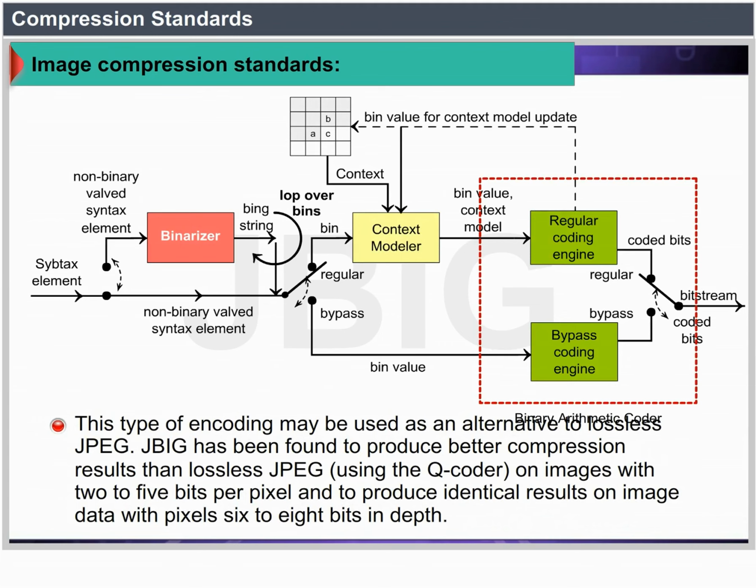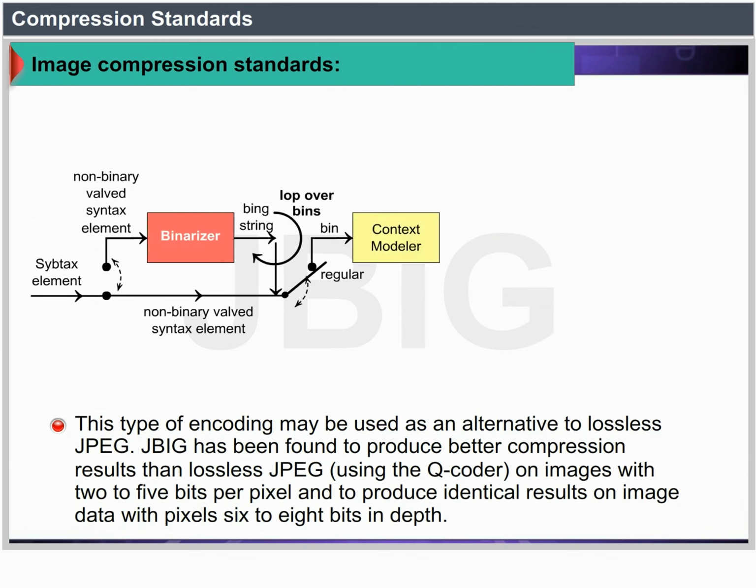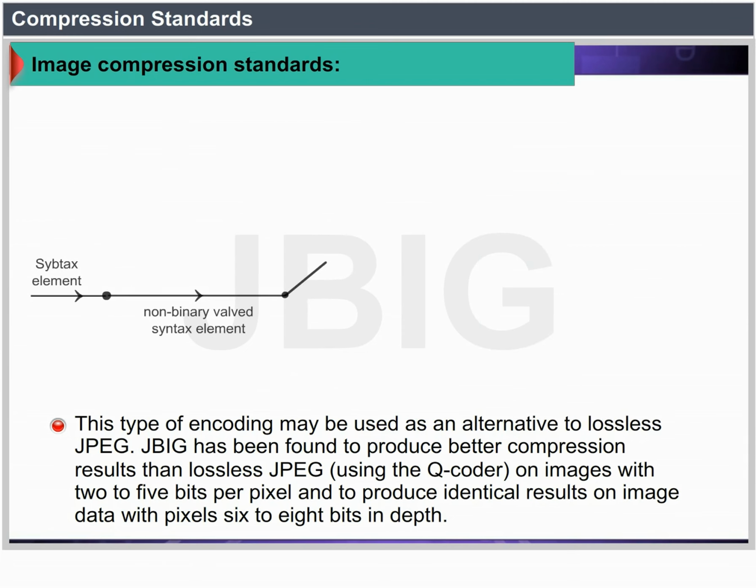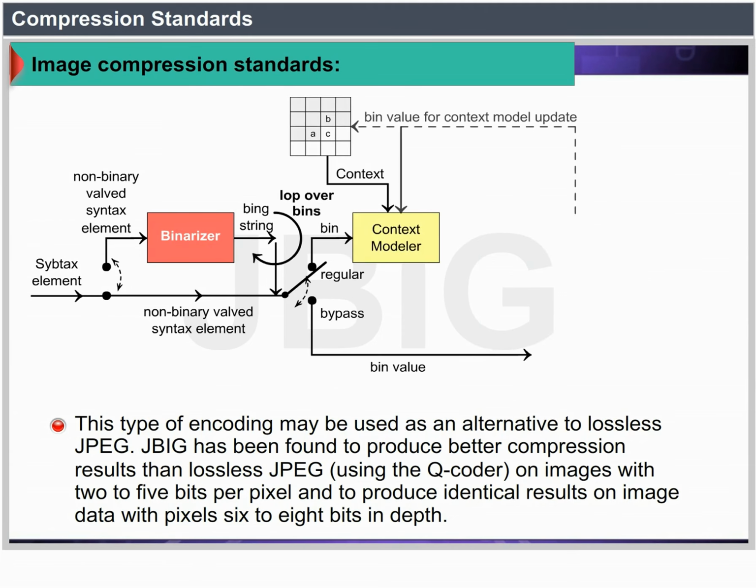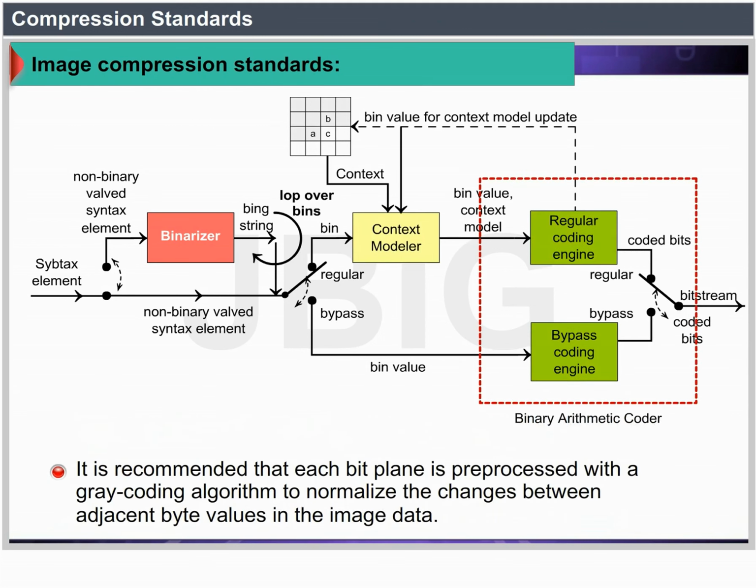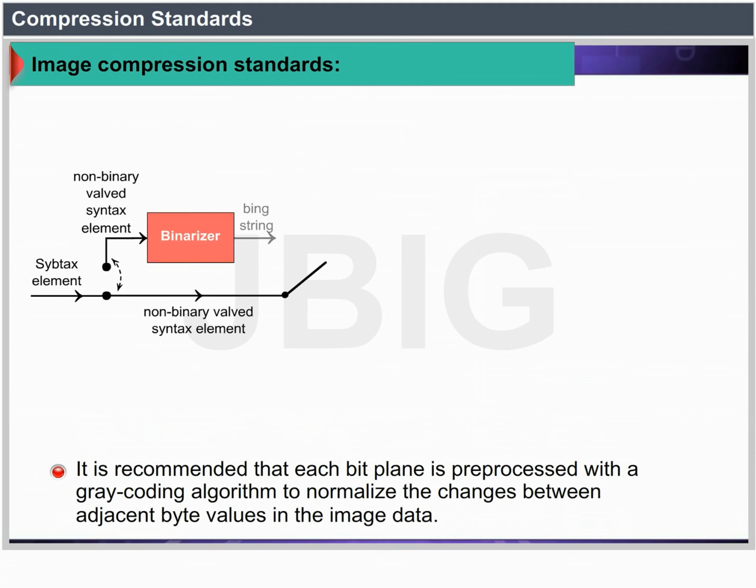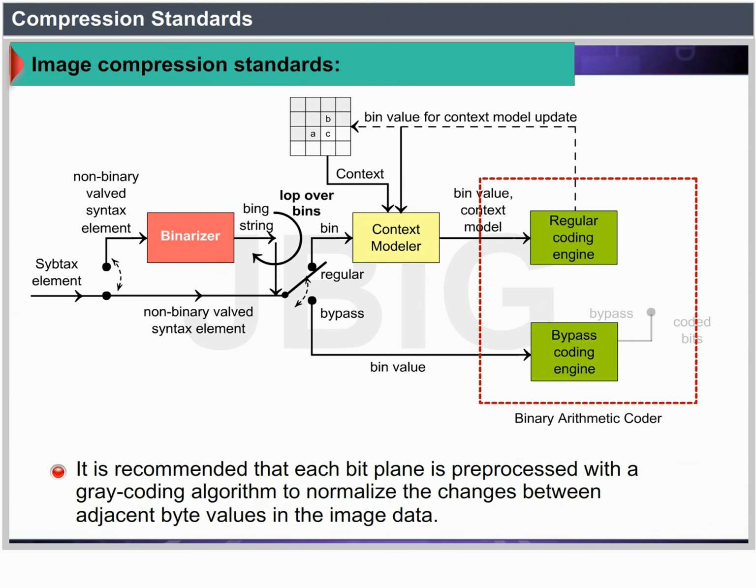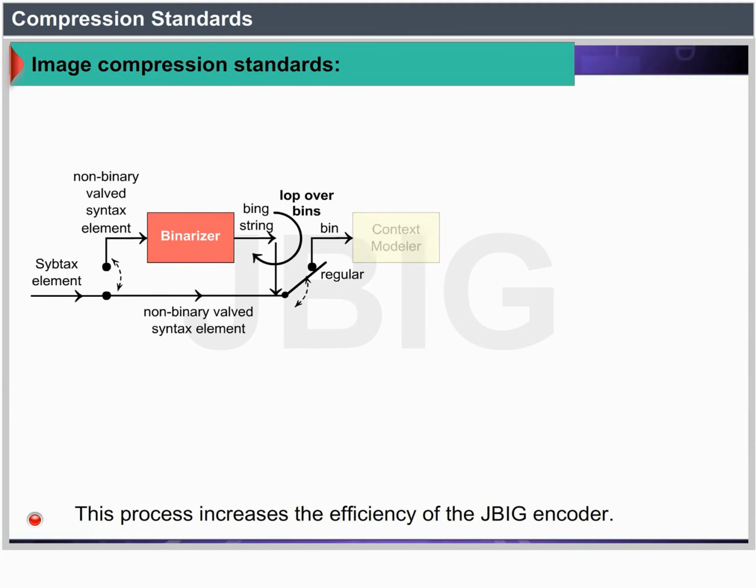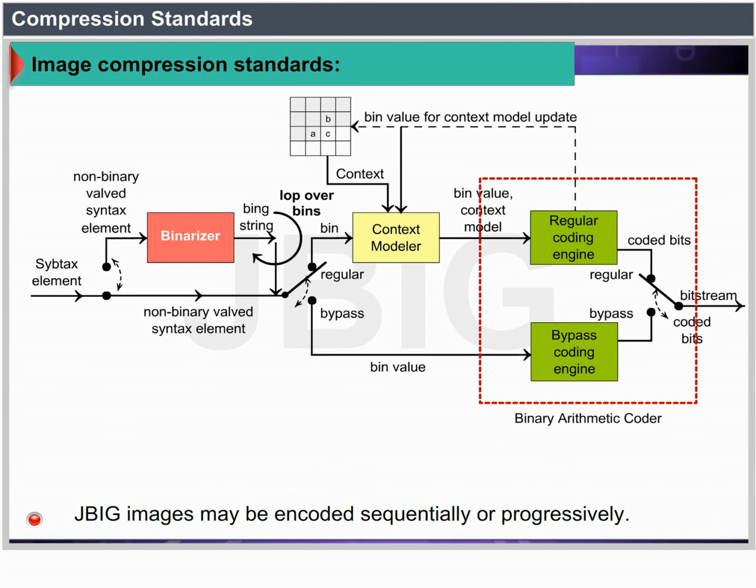JBIG has been found to produce better compression results than lossless JPEG using the Q coder on images with 2 to 5 bits per pixel, and to produce identical results on image data with pixels 6 to 8 bits in depth. It is recommended that each bit plane be pre-processed with a gray coding algorithm to normalize the changes between adjacent byte values in the image data. This process increases the efficiency of the JBIG encoder. JBIG images may be encoded sequentially or progressively.